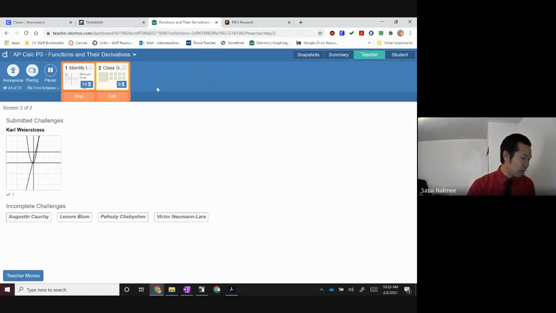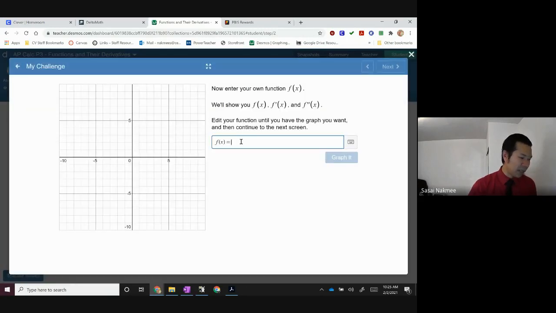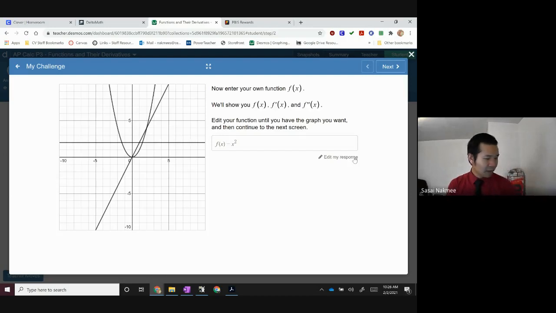And this is where you guys get to submit your own function. So I'm going to go ahead and make my challenge here. And you could type in whatever function you want. Now, some of you guys are like, I don't know what the function should be. You could do a quadratic, but if you do a quadratic, it's very, very easy to tell where the original function is. So for example, if I just did x squared, and I asked it to graph it, here's what it would look like. Right, that's not too bad.